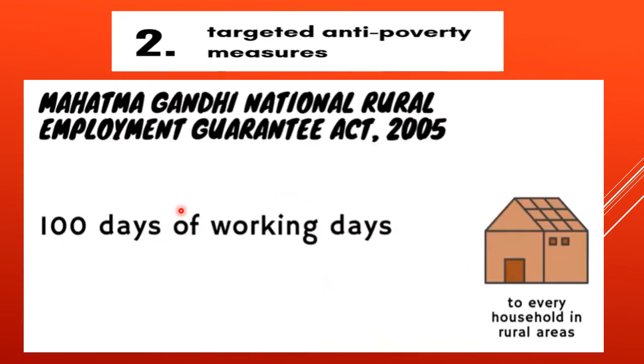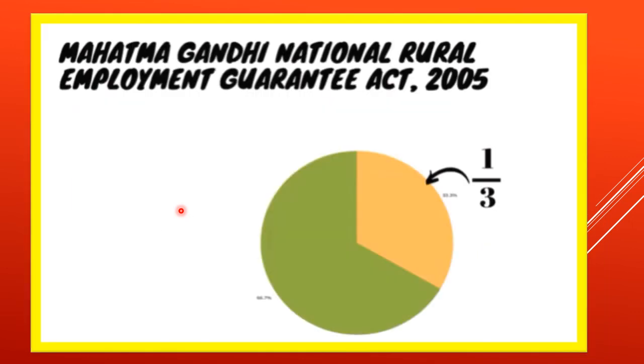However, the poor may not be able to take direct advantage of the opportunities created by economic growth. So in these circumstances, there is a need for targeted anti-poverty measures, which the government is taking up. One of them was the Mahatma Gandhi National Rural Employment Guarantee Act of 2005. According to this act, it aimed to provide 100 days of wage employment to every household to ensure livelihood security in rural areas. And according to this MGNREGA Act, one-third of the proposed jobs have been reserved for women.